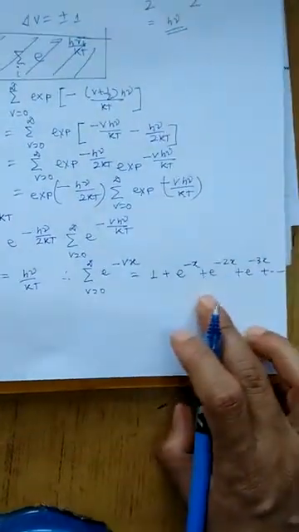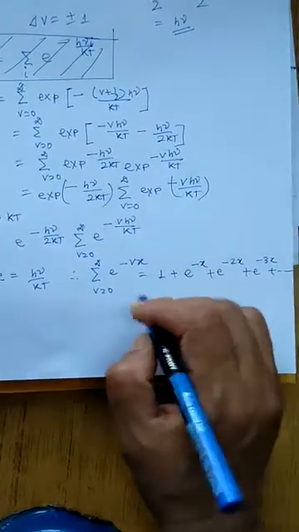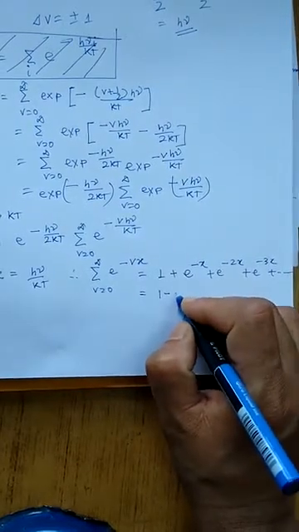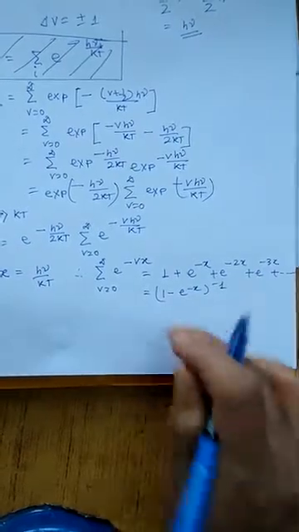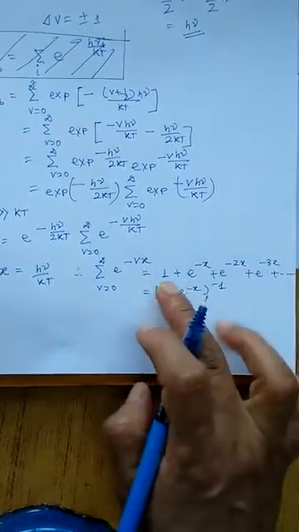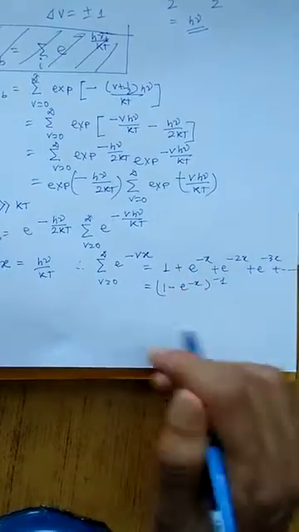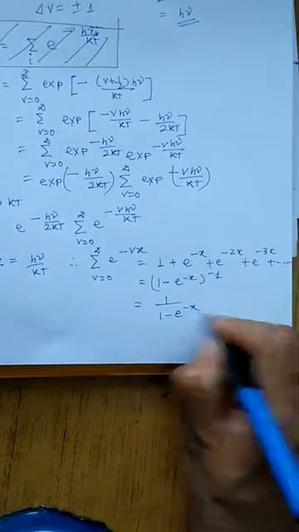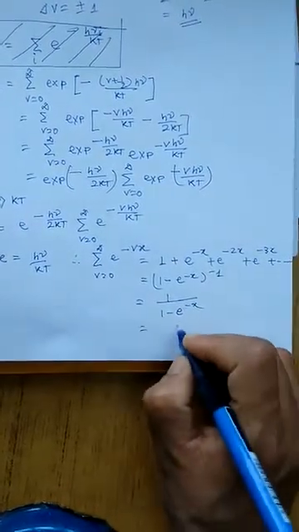So this basically represents a series expansion. In short, I can say that this series is just (1 minus e to the power minus x) whole to the power minus 1. If I expand this, the same series will come. That means this is the series expansion of it. So I can write 1 minus e to the power minus x to the power minus 1 equal to this series.